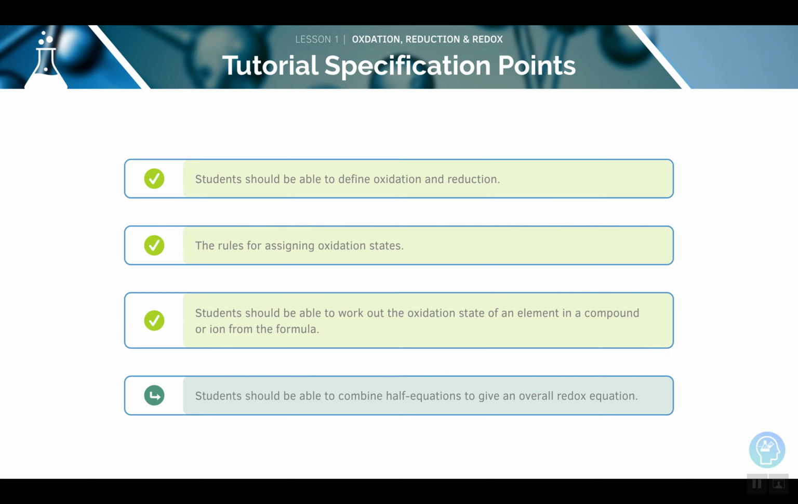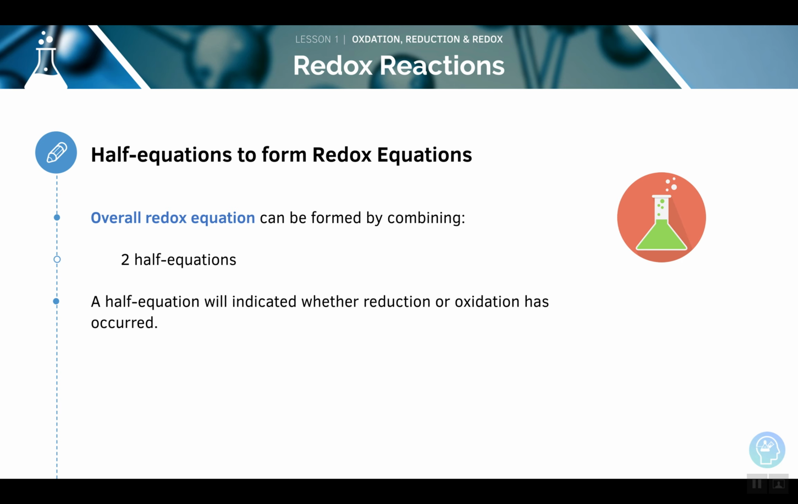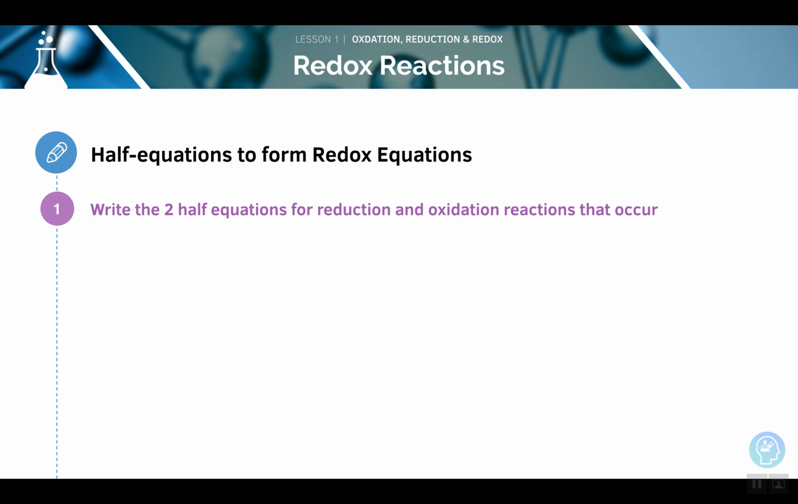Our final point here is to learn how to combine half equations. You should be able to form an overall redox equation by combining 2 half equations. A half equation will tell you whether reduction or oxidation has taken place. For example, if electrons have been lost or gained from the elements involved.